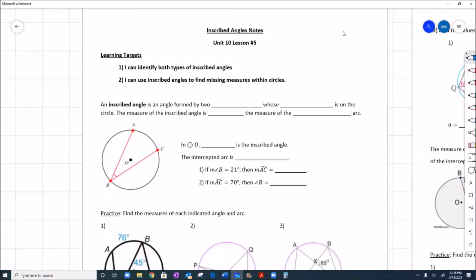Today we're looking at inscribed angles notes. At the end of this video, you should be able to identify both types of inscribed angles, and you should be able to use inscribed angles to find missing measures within circles.